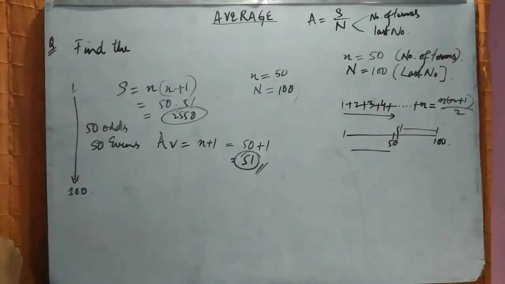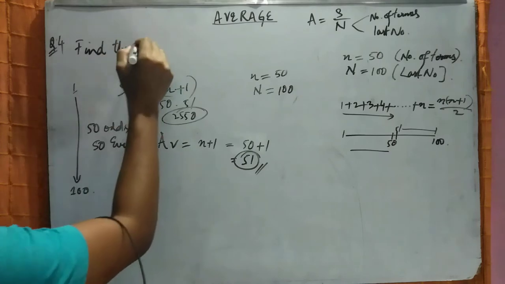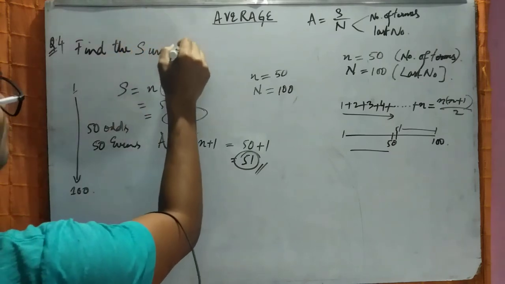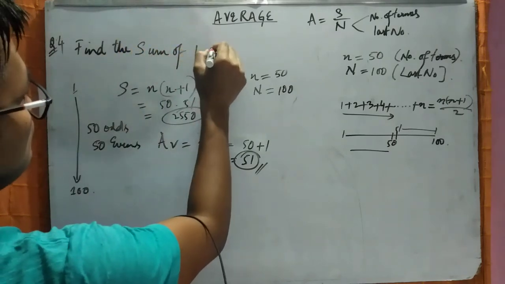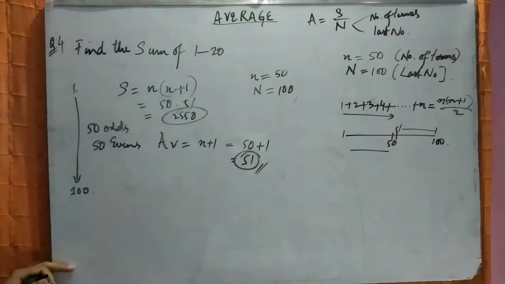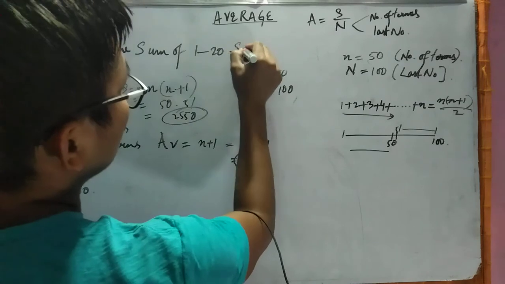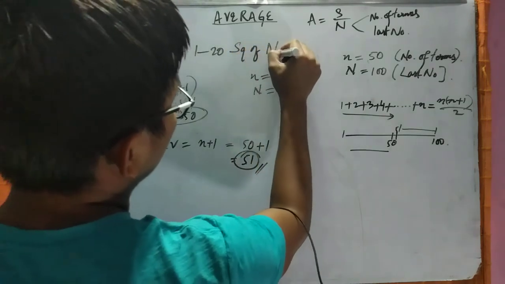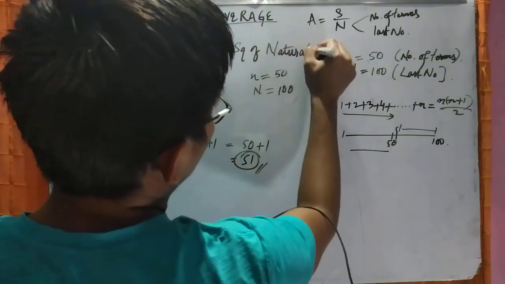Question number 4: the sum of squares of the natural numbers from 1 to 20.